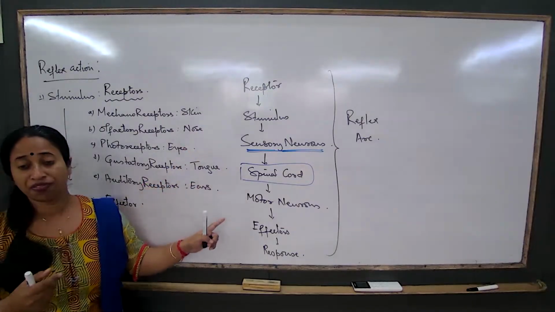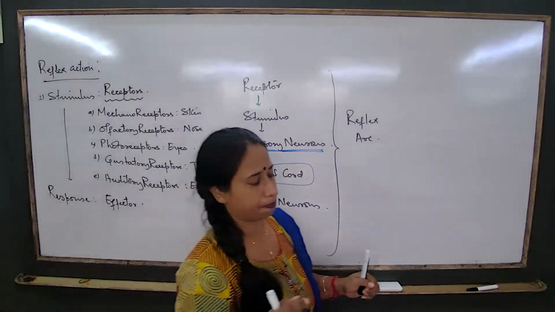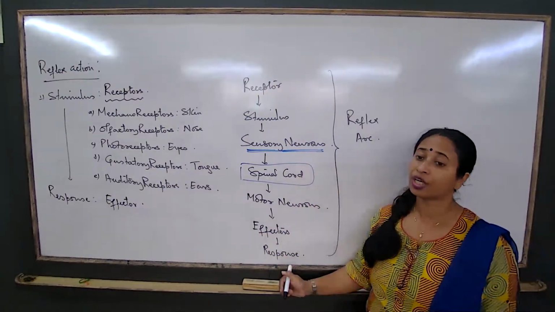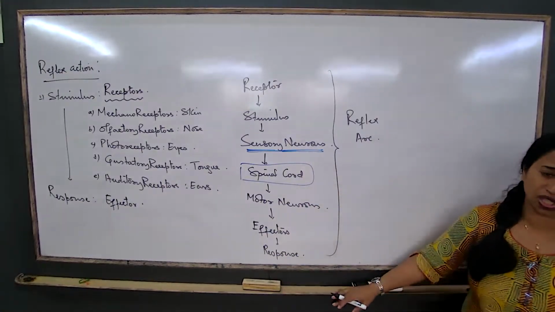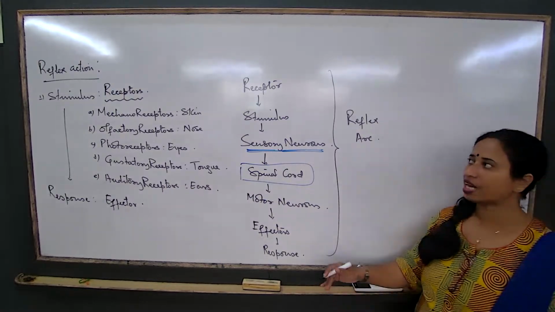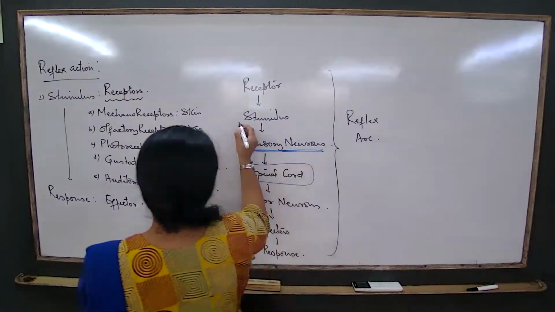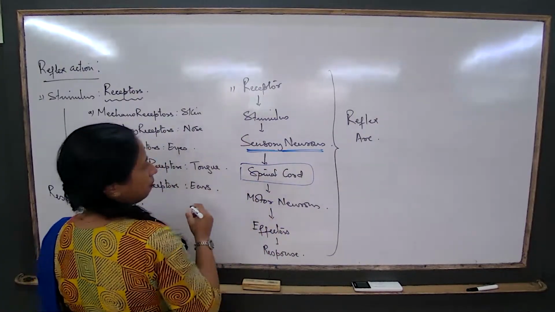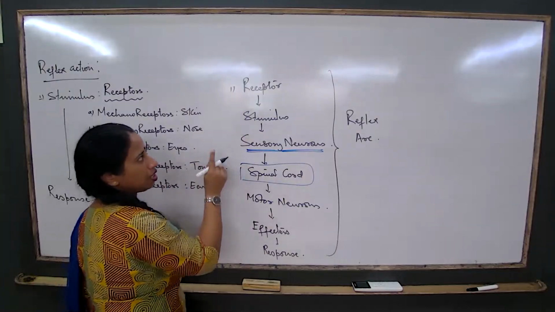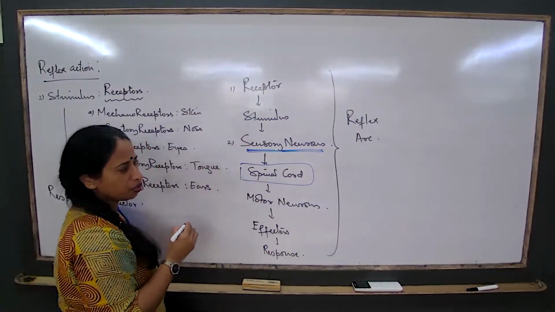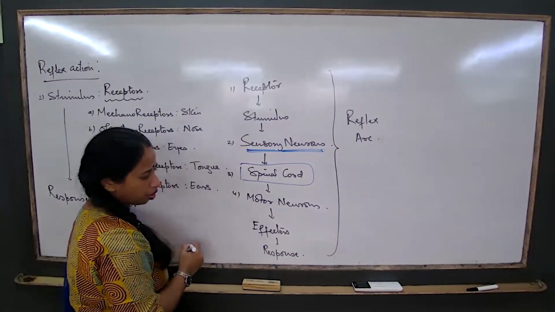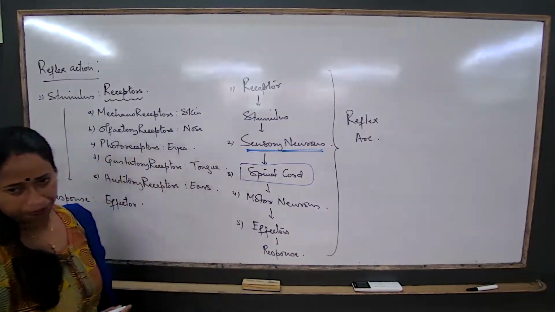So the definition of reflex action we already wrote. The next paragraph you are supposed to write out the components. So let us write down. The components are 5 components. The components are number 1, receptor. Stimulus we don't write because that is not a component. Receptor, sensory neuron, spinal cord, motor neuron, effector.